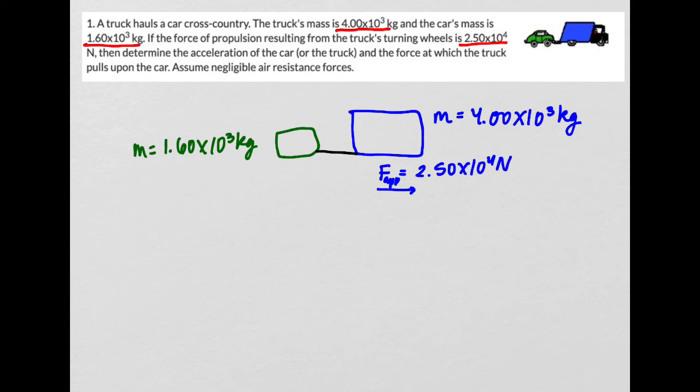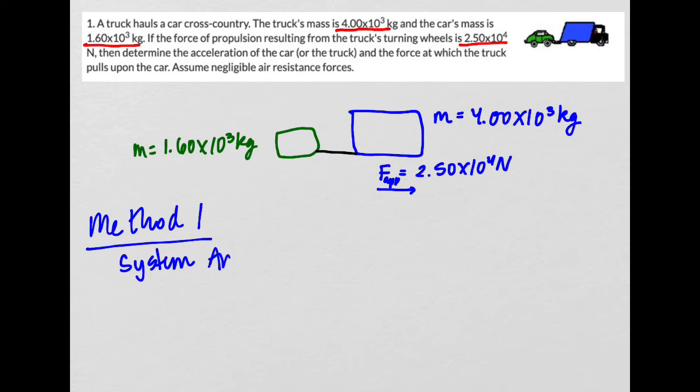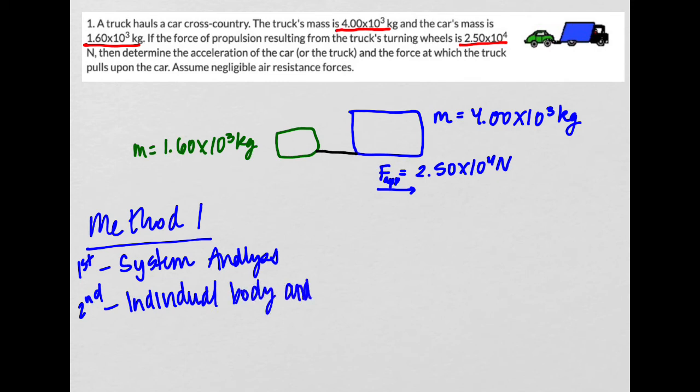Okay, so let's look first at method 1. How can I solve this using method 1? First and foremost, I'm going to use the system analysis. Remember, I do the system analysis first, where I look at these two as one object. Then I'm going to do an individual body analysis. All right. So, first, system analysis.